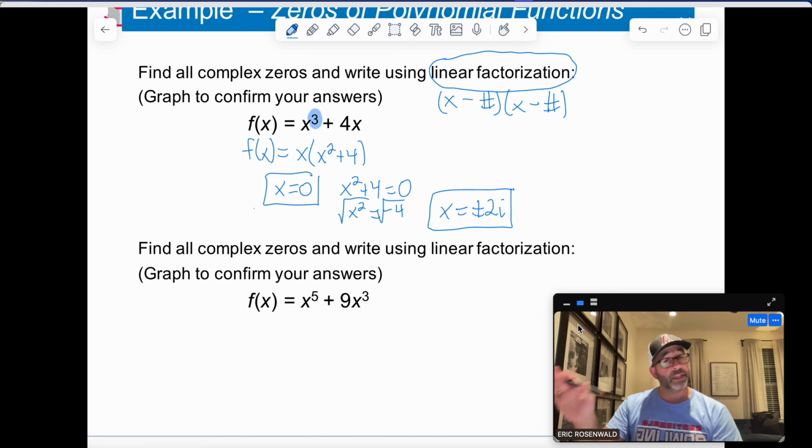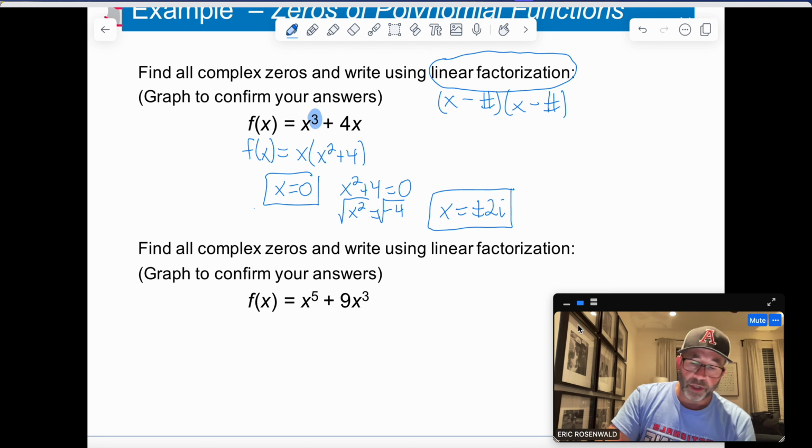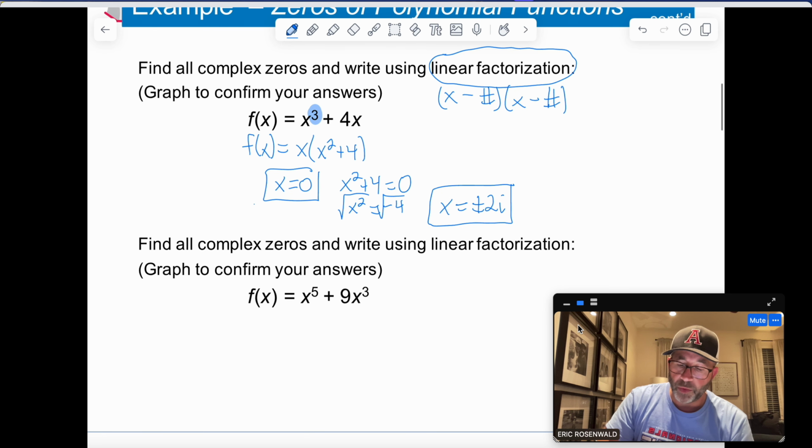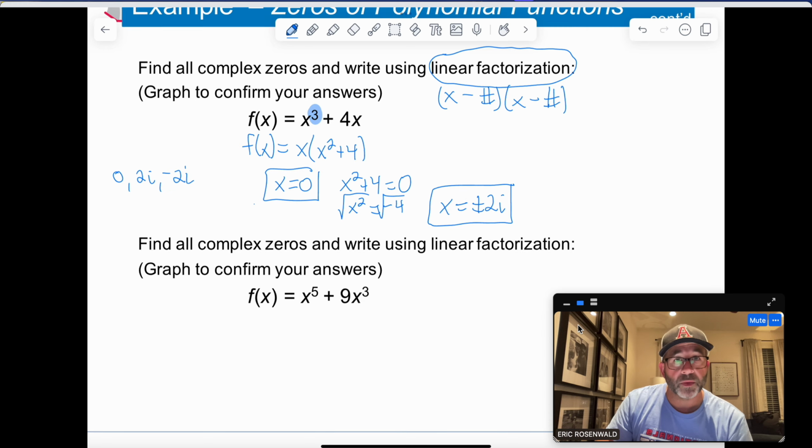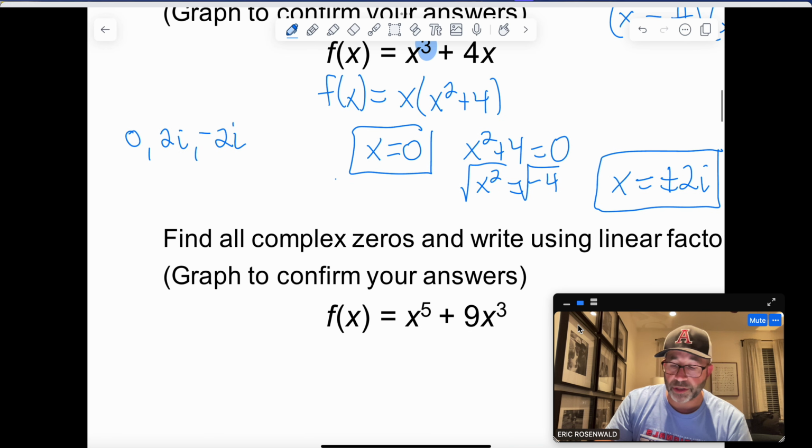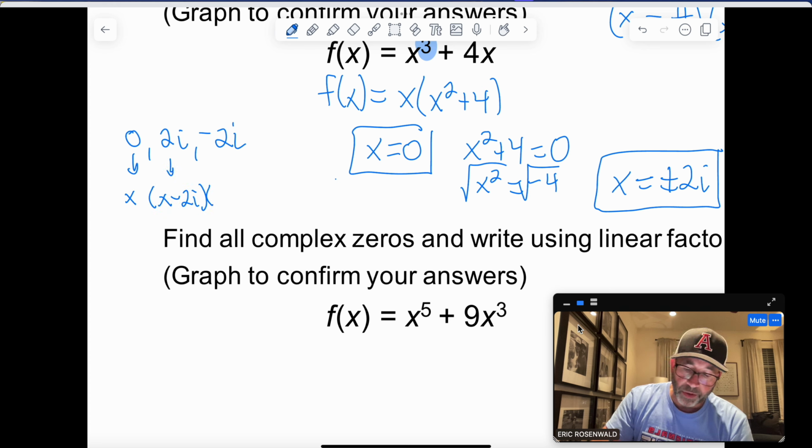I'm sorry, I forgot to do that last step, which is to write the linear factorization. So if we are going to use the zeros that are given to us, here are the zeros that we've got: 0, 2i, and negative 2i. Now these are my zeros. To write the linear factorization, we're going to write this one as an x, this one as an x minus 2i, and this one as an x plus 2i.